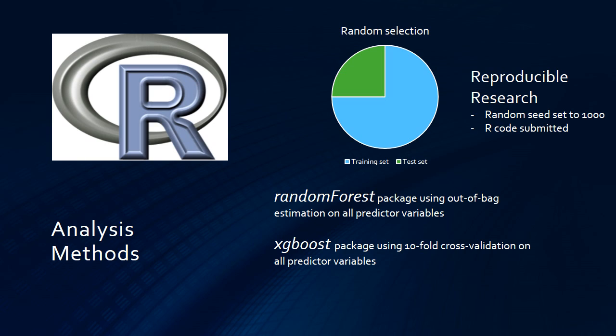In alignment with reproducible data research principles, the R code was submitted along with the project and the random seeds were set to 1000. When building both models, this needs to be done on a training set, and 75% of each dataset was used for the purpose. The final 25% of each dataset was used for testing, and indeed this subset is used for the final classification accuracy. Out-of-bag estimation was used for the random forest algorithm, and tenfold cross-validation was used for the extreme gradient boosting. And I will explain very briefly what these terms mean in the next slide.